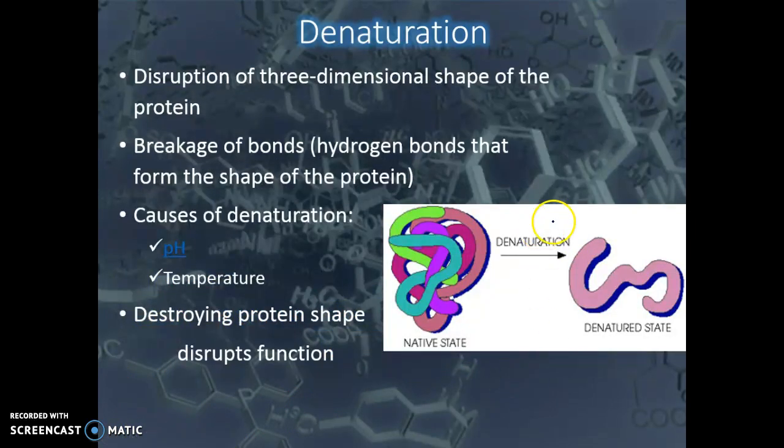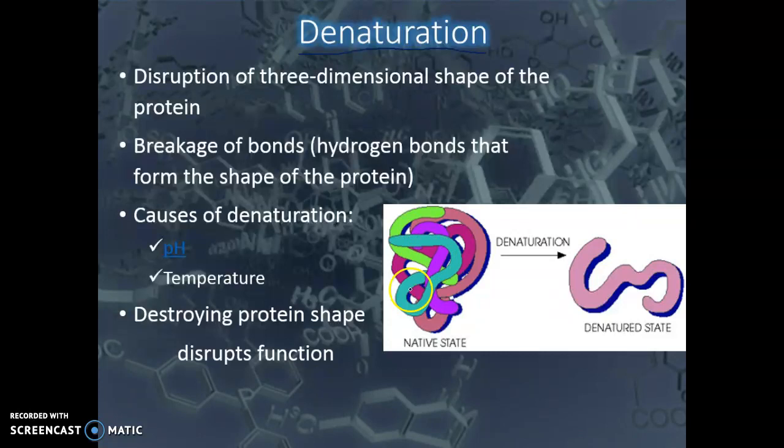One important thing to know about proteins is that if they have an exposure to a pH change or a temperature change, they can do what we call denature. And denaturing an enzyme means that you break all of the bonds that are holding it in a particular shape, and it just becomes a long worm of amino acids. And if the protein is not in its particular shape, then it's not going to be able to do its job. So destroying the protein shape disrupts its function.